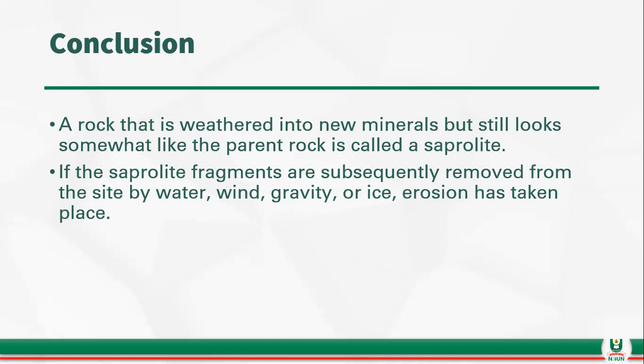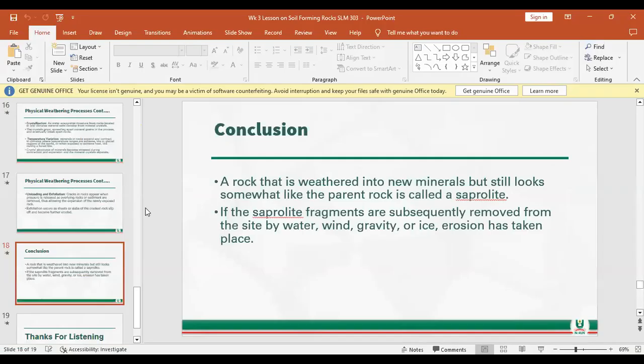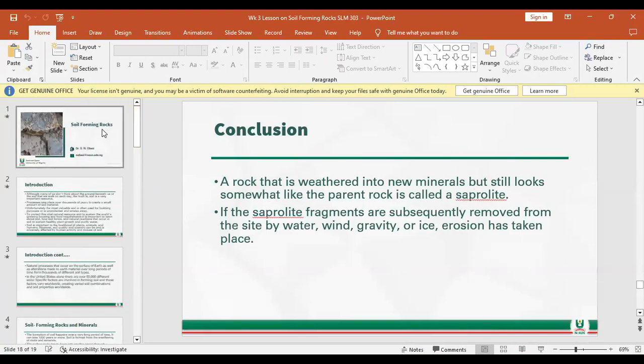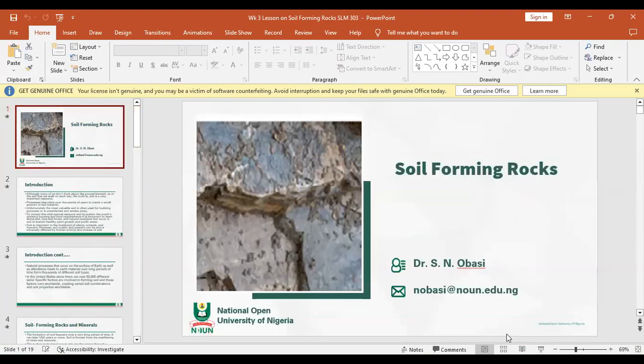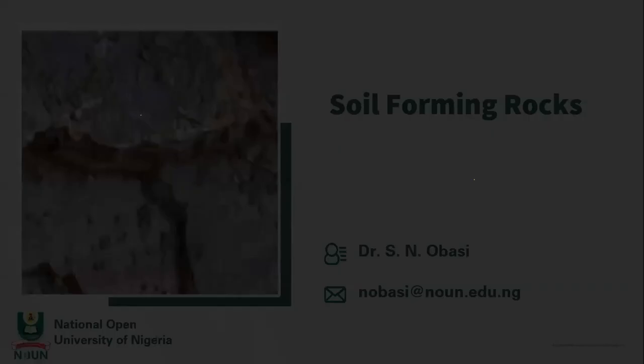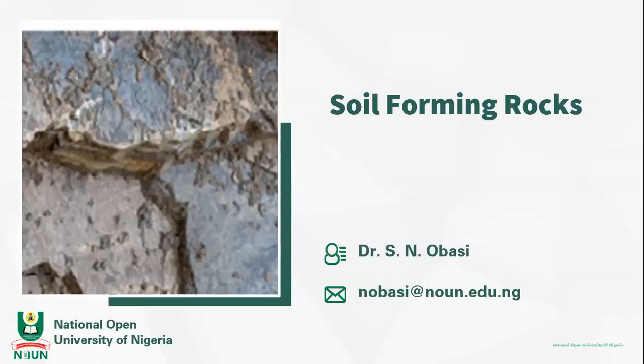So you now see that soils, remember our topic is soil-forming rocks. Soil-forming rocks is what we use as our topic. So that is some of it, and in the actual sense, what leads to the formation of soil is the process of weathering. And we have chemical weathering and physical weathering. And of course, chemical weathering is when the chemical composition of the rock being weathered changes.